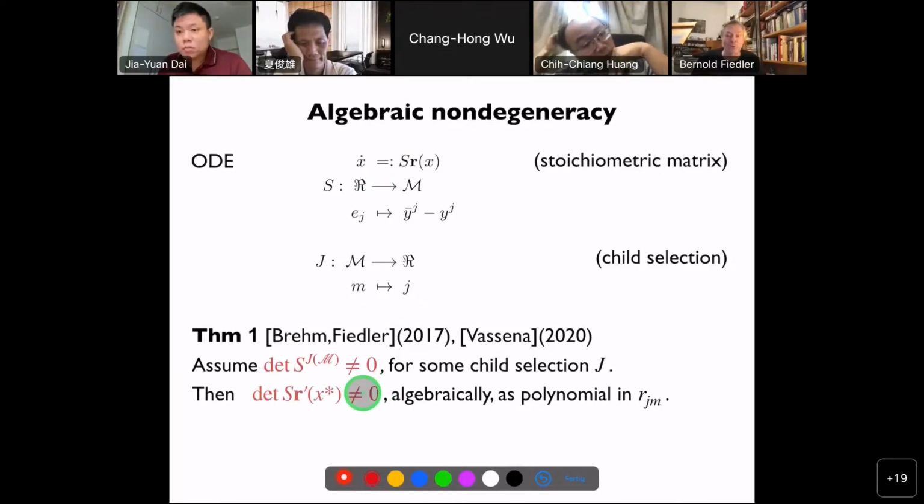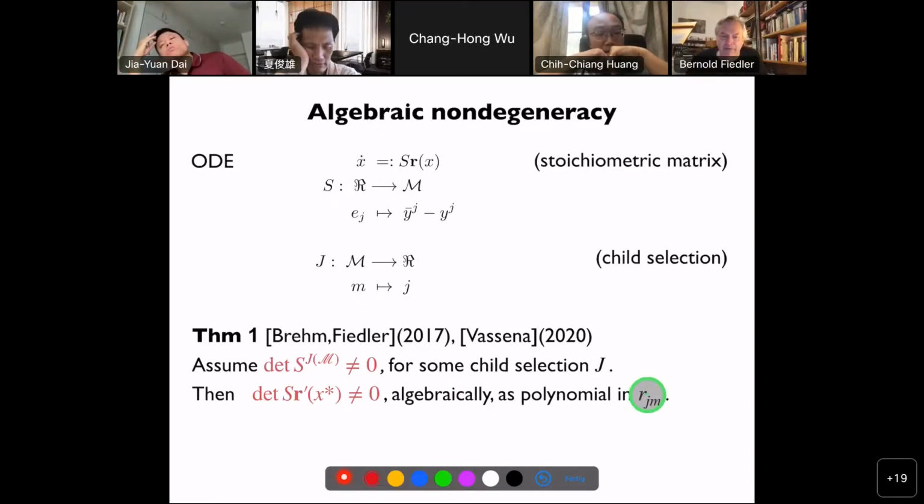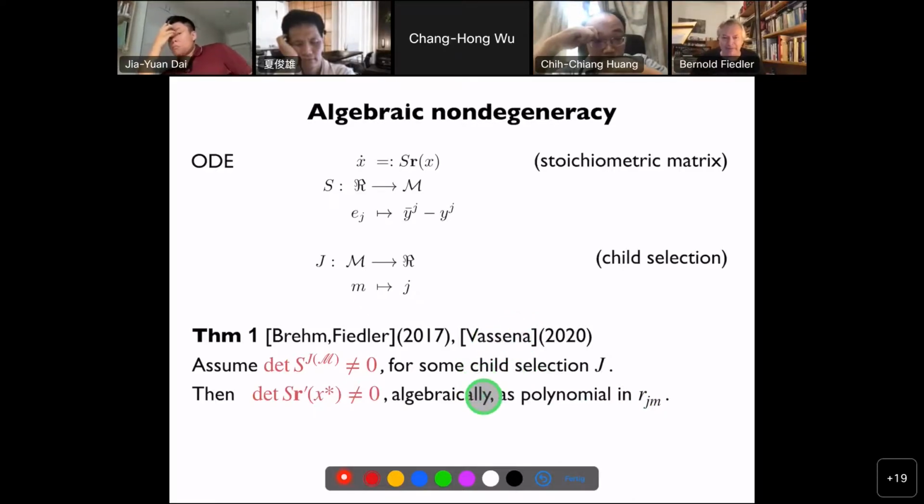Is it always non-zero? No. This is a huge polynomial. I will show you examples where this contains polynomials of millions of terms, products. But it will be non-zero as a polynomial in the partial derivatives, and the partial derivatives are our new variables. So mostly, when this polynomial does not vanish, mostly the determinant will be non-zero. So this is what I mean by non-zero algebraically. And then Nicola Vasena has much refined this very crude description that I give here.